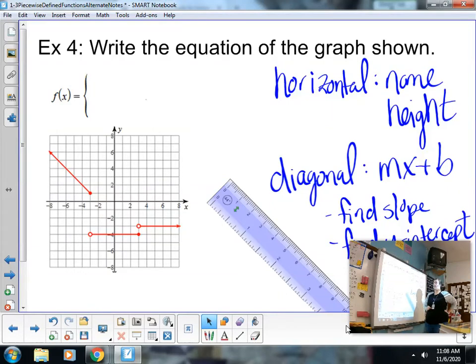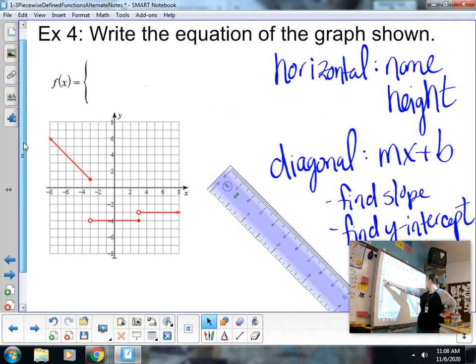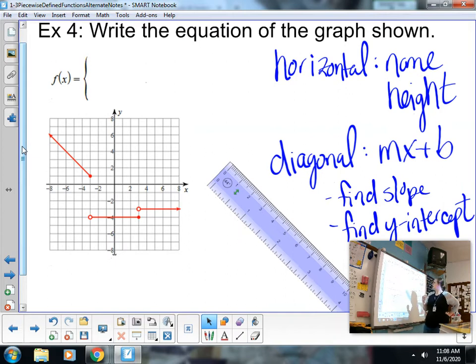This is your second video for the notes for 1-3 piecewise functions. It picks up where we are actually going to write the equation that matches up with the graph that's given. I am going to scroll just a tiny bit so you can see the bottom of the instructions over here. So first thing you want to do is identify how many pieces you have.